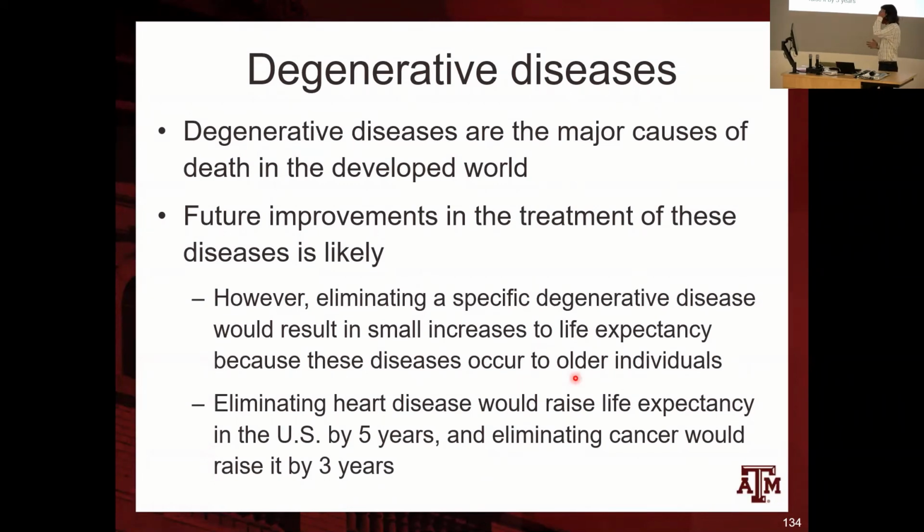For example, eliminating heart disease would raise life expectancy in the US by 5 years, and eliminating cancer would raise it by only 3 years. But of course, it's important to look for treatments for these diseases, right?